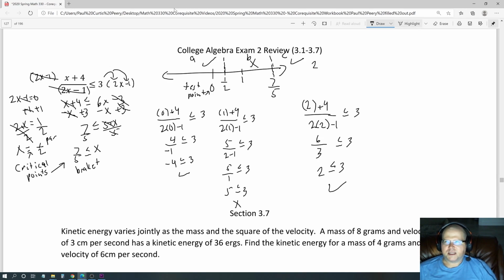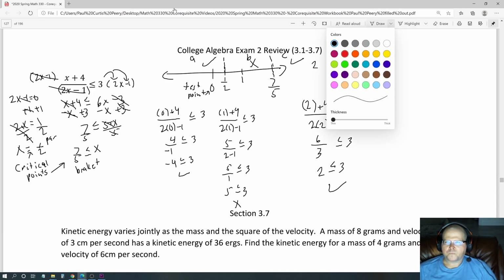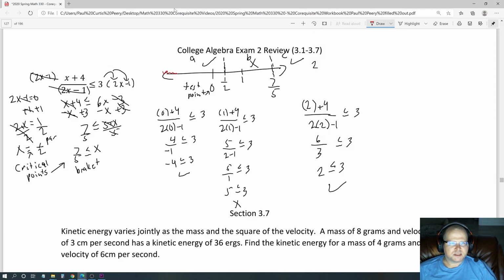Okay, so let's shade this in. I'll use red just to kind of differentiate. So we have that, and we have that. Now, like I said before, the critical point that we got from the 1/2, that is a parenthesis. And the critical point that we got from the other one, the 7/5, that is a bracket.